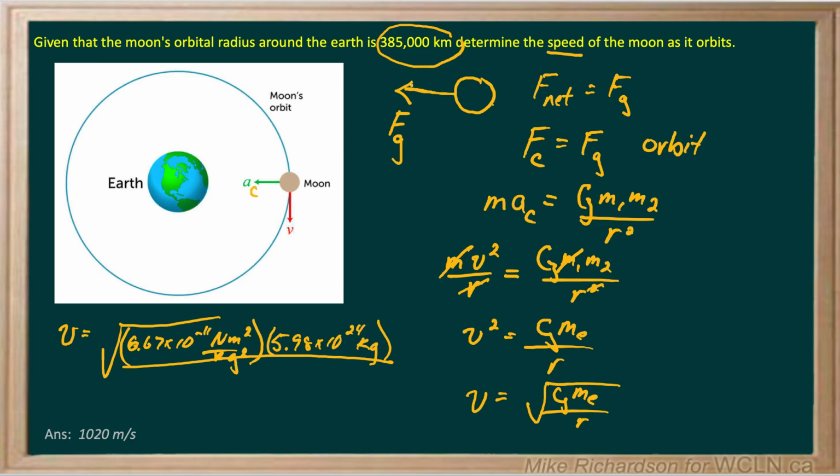But we need to get that in meters. So we have to tack on 3 zeros, right? 1,000 meters in a kilometer. So it's actually 385 million meters. So that's 3.85 times 10 to the 8 meters. And if I crank all of that out and take the square root of everything that we see here, I get the velocity of the moon as it's orbiting the Earth is 1,020 meters per second.